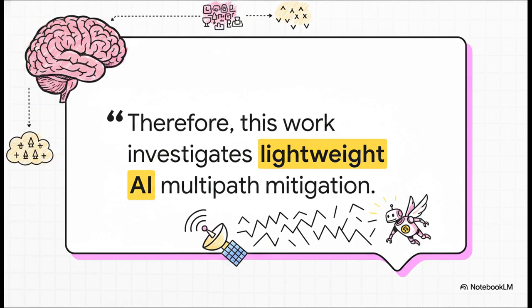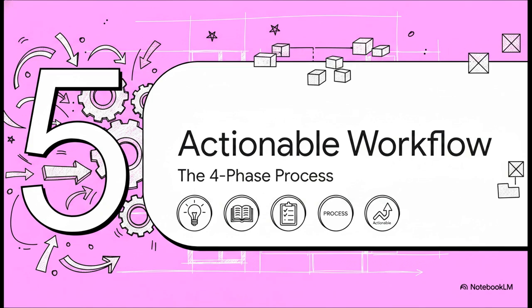You have this well-identified gap, the fact that current approaches are just too heavy and need massive data sets, and that directly justifies the absolute necessity of the specific, lightweight solution you're proposing. It literally makes your research feel inevitable, like, of course this needs to happen. All right, finally we've reached Section 5, your actionable workflow. Time to look at the 4-phase process.